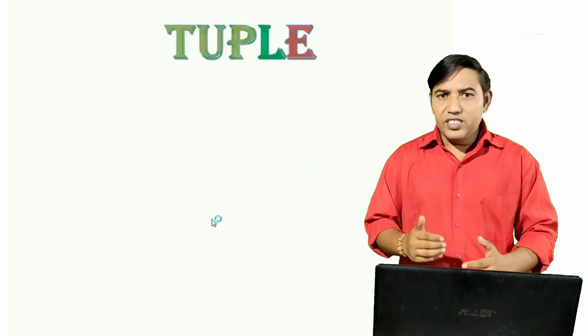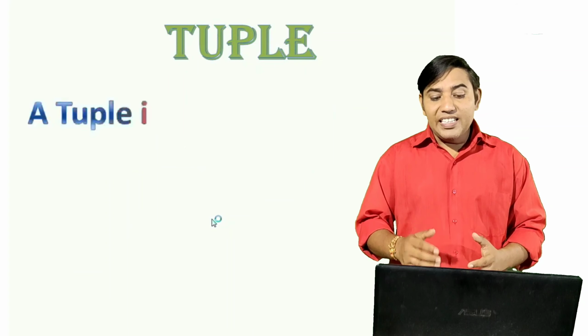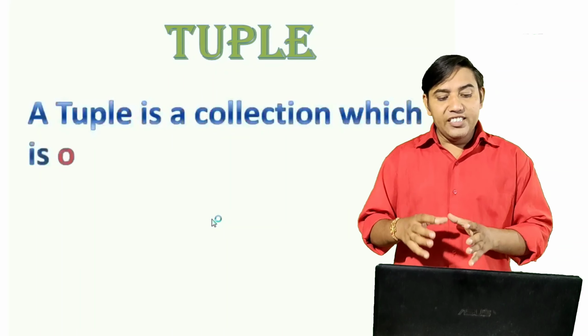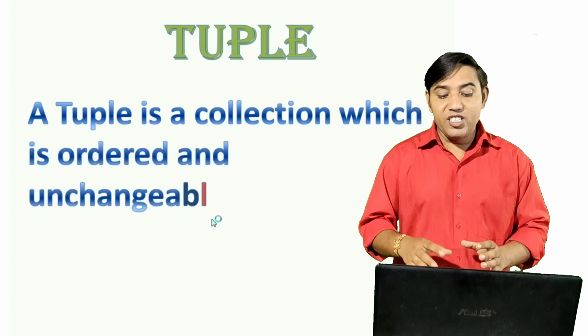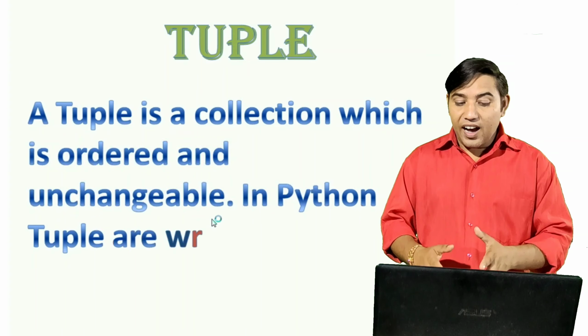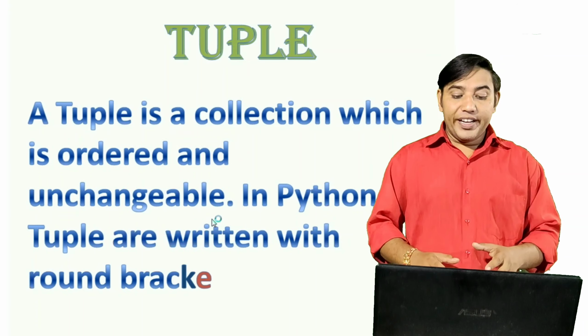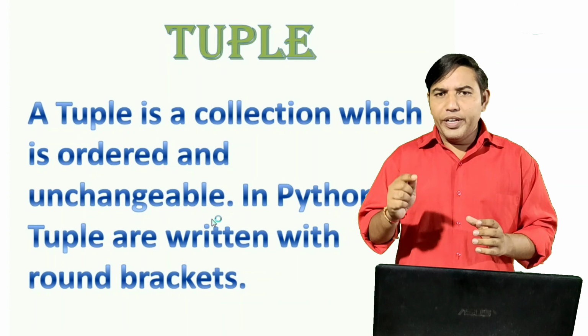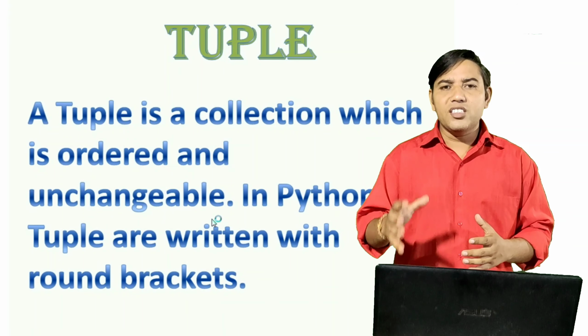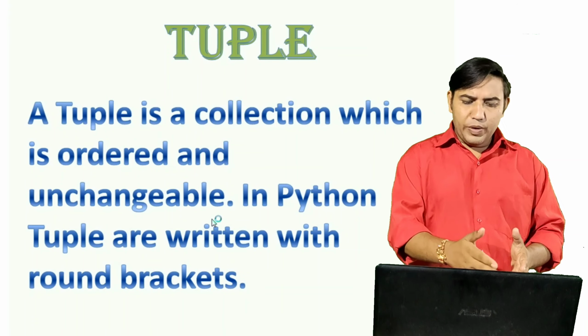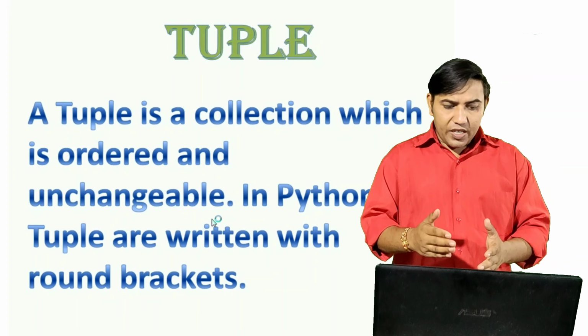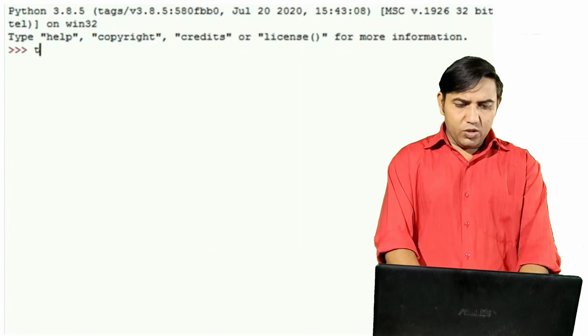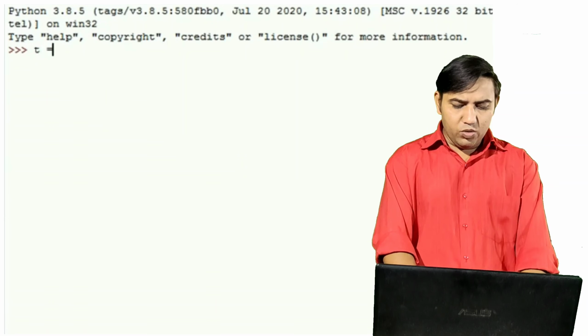Okay, now next one is tuple. A tuple is a collection which is ordered and unchangeable. In Python, tuples are written with round brackets. Whenever you use round brackets, it automatically creates a tuple. We will do all of this practically so you can understand. It is ordered, but it's unchangeable. You can't change anything in a tuple. So you can use a tuple if you want to store a roll number or account number, data that you don't want to change.